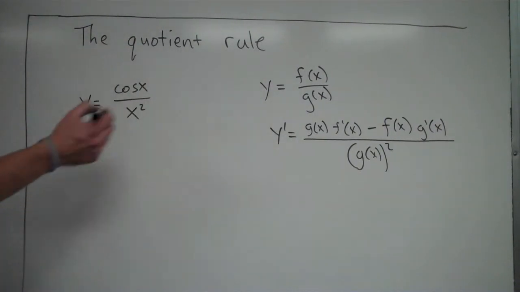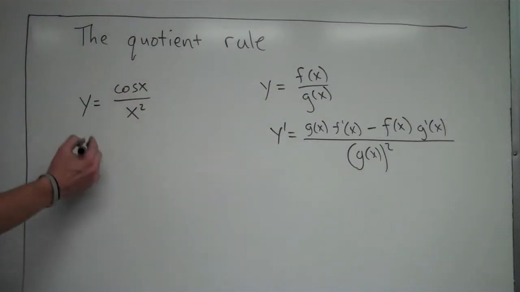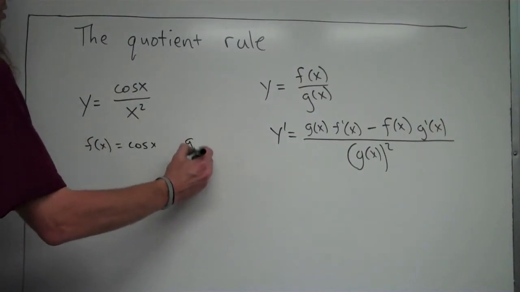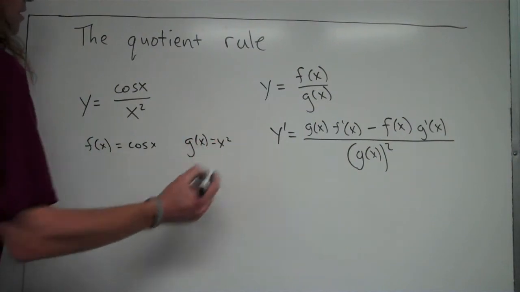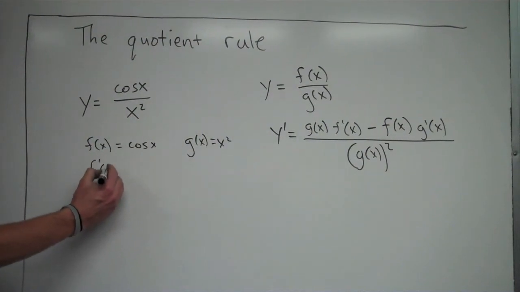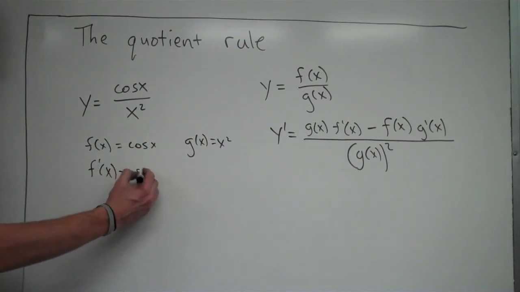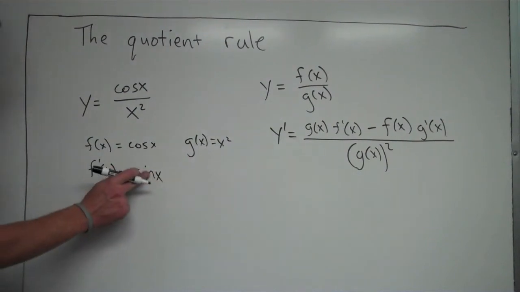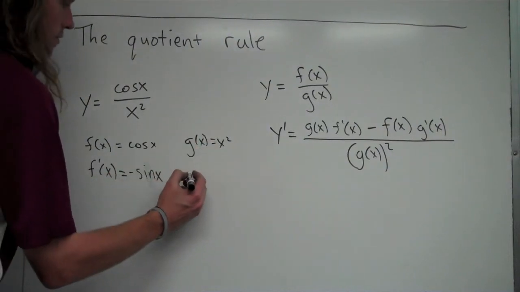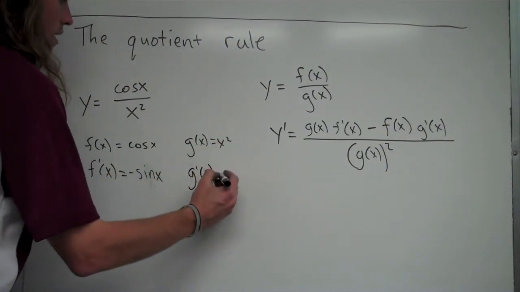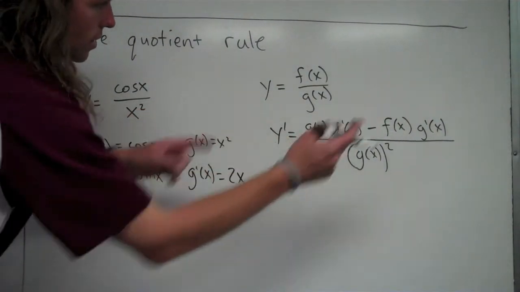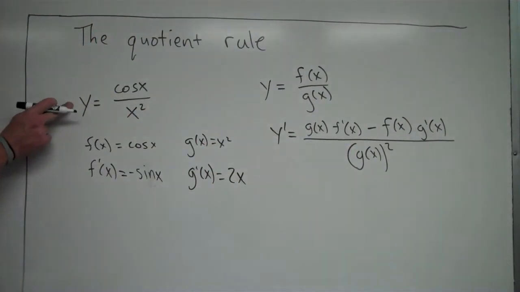Some people like to think of the top function as f of x and actually write that out, and think of the bottom function as g of x and write that out, and then find f prime and g prime from this. In this case, f prime of x, the derivative of cosine, would just be negative sine of x. The derivative of g, which is x squared, would be equal to 2x. Now I can fill in everything where it's supposed to go to find the derivative of this function y.